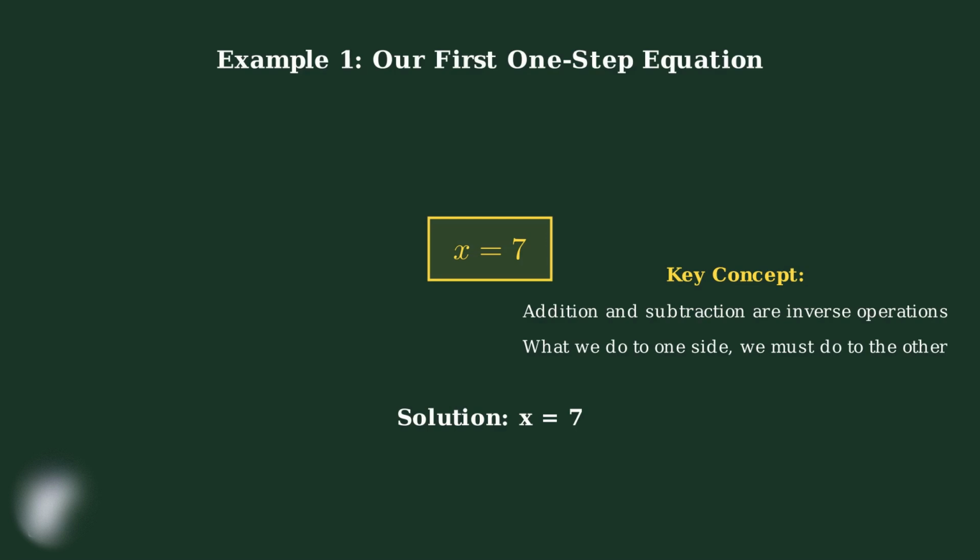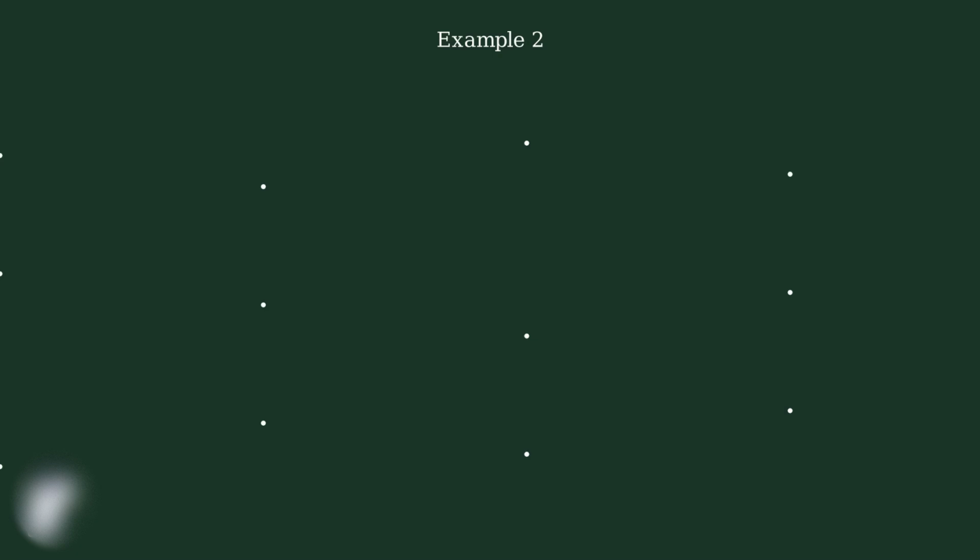In our next example, we'll see how this same principle applies to different types of one-step equations. The process remains the same. Identify the operation, apply the inverse, and maintain balance. Now let's work through our second example, which involves a multiplication equation. This will help us practice using division as the inverse operation.